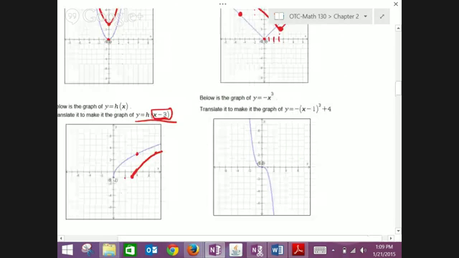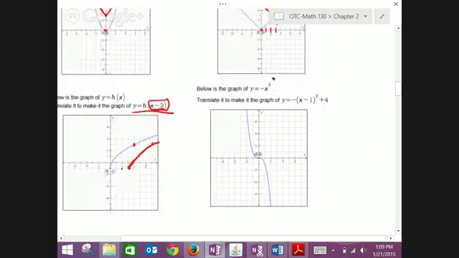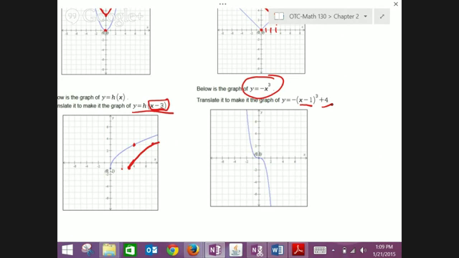We haven't talked about reflections yet, so be careful. If they give you something like this, this is minus x cubed. It's already minus x cubed. So then I'm replacing the x with an x minus 1, and then I'm adding 4. So what does the x minus 1 tell me to do? Shift it to the right 1 unit, and the plus 4 tells me up 4, right?